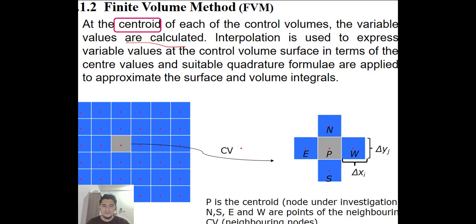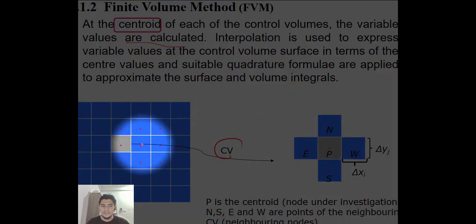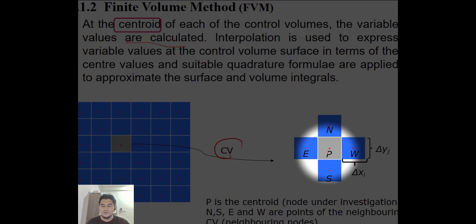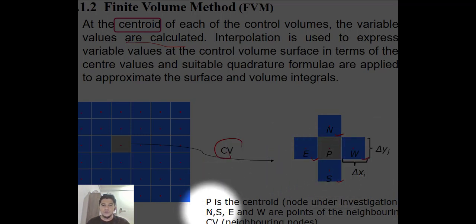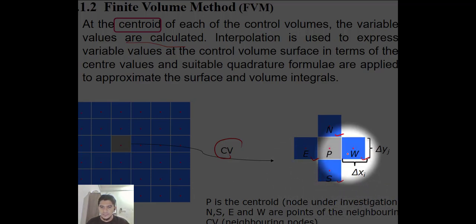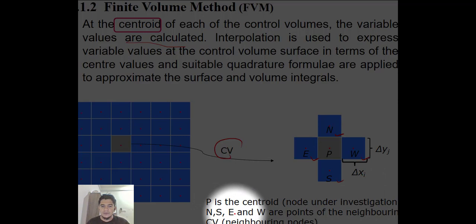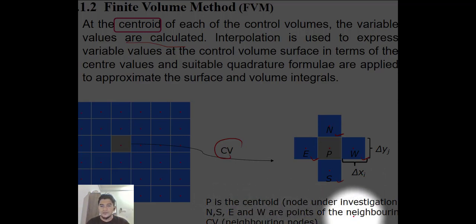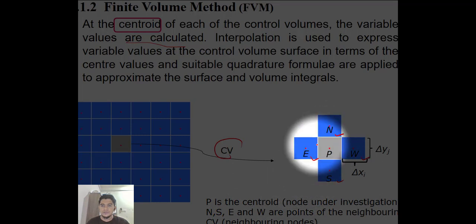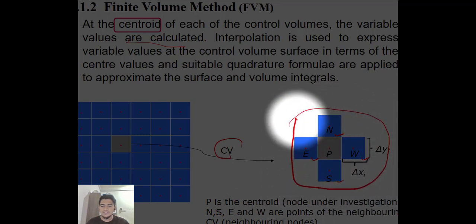Whenever we bring it out, I take the neighboring elements, or control volumes, as well. This is P, exactly the gray area. The neighboring control volumes have their centroids as well, and we name them north, south, east, and west. So P is the centroid, the node under investigation. Again, just to repeat, north, south, east, and west are the points of the neighboring control volumes. So it is important to establish this theory first.